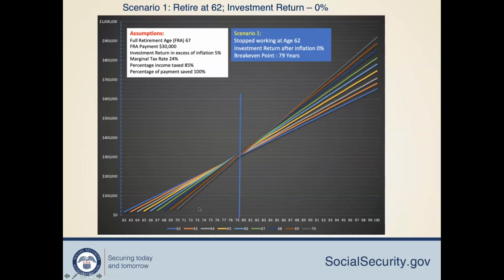So if you need the money, if you are spending it, then you are basically not getting any interest. This 5% is not applicable. Then your 79 itself is the break-even point.